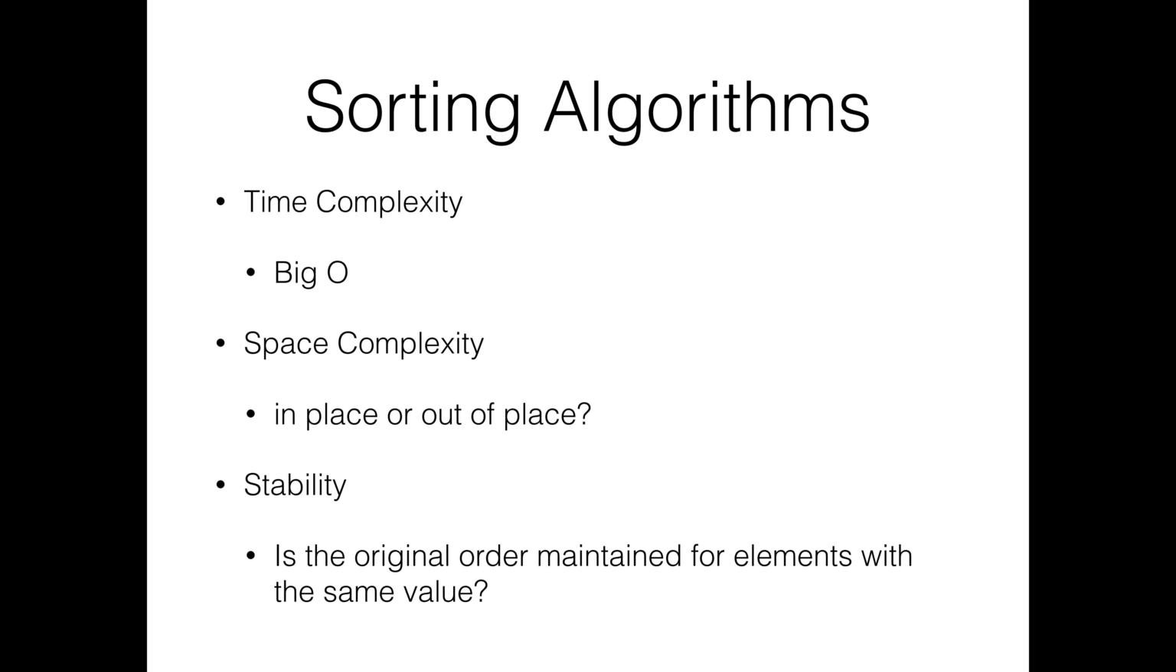And the stability. Stability is an interesting metric for a sorting algorithm because it basically tells us, given a list of elements, if there are two elements that are the same, whether the original order will be maintained for them in the result, right?